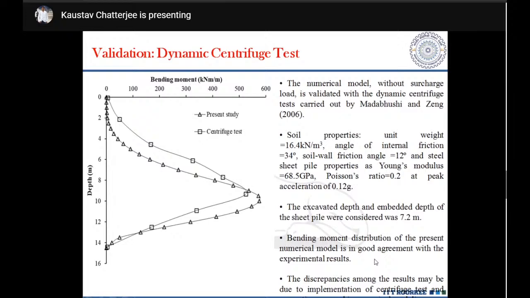Why? This may be due to the implementation of the centrifuge test and also the properties assumed in the numerical modeling. Because in research papers, all the properties sometimes might not be given, so from standard references we sometimes have to choose the properties. So we can see that the small, minute variation of result is very acceptable.